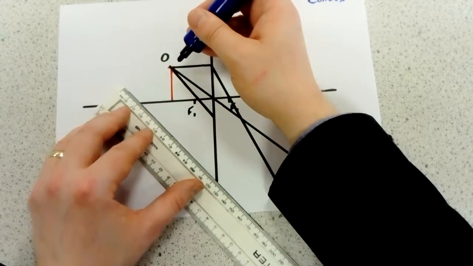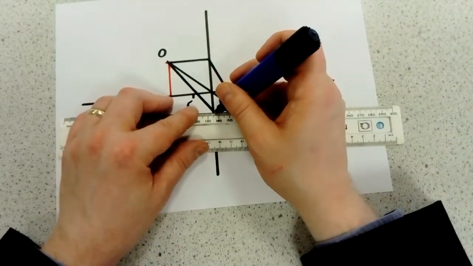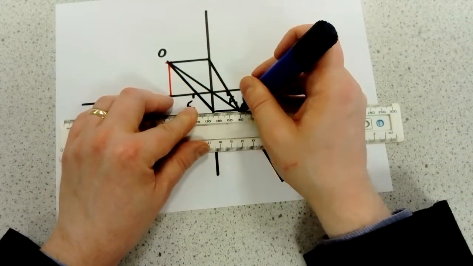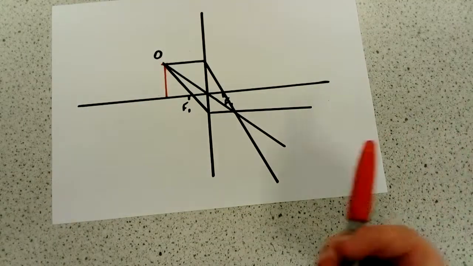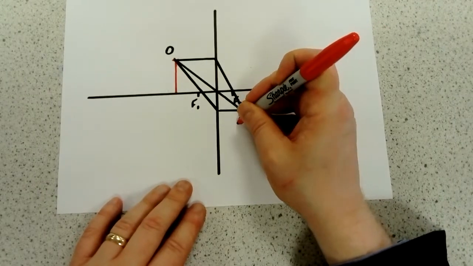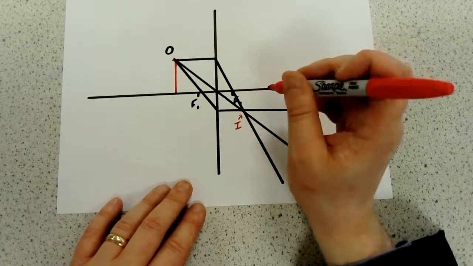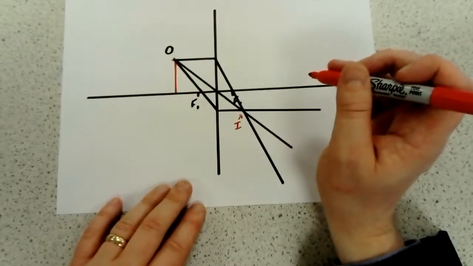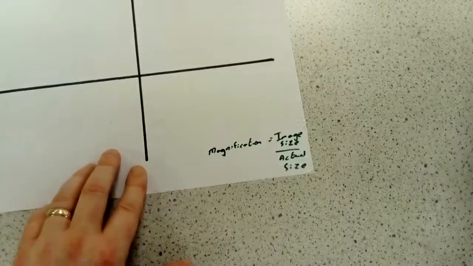If this was a question, then it would be on graph paper. So then that draws a straight line going that way. So we can see that our image is going to form at that point there, where they all cross over. So that's one example.